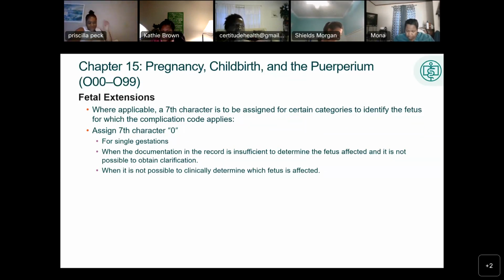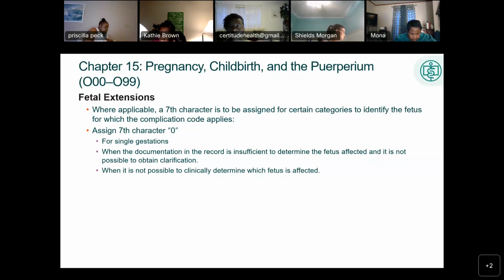All right, let me hit this first because this is more of a convention than a guideline. And conventions apply to general coding. So, the fetal extensions, it says when applicable, a seventh character is to be assigned for certain categories to identify the fetus for which the complication code applies. That is going to be for single gestations, meaning one baby, one pregnancy. The seventh character would be 0, but it may be different if there's a twin pregnancy or a triplet pregnancy or quadruplets, all the way up to octomom status.